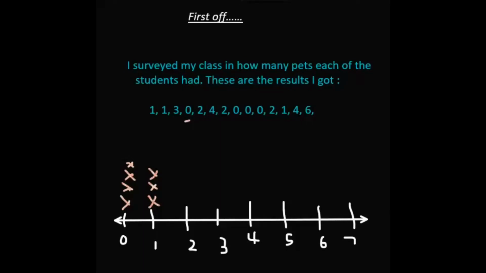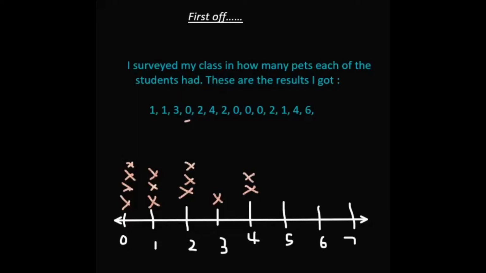Next we have 2. So now let's see how many people had 2 pets. 1, 2, 3. So 3 people again. So 1, 2, and 3. Next we have 3. So let's see how many people had 3 pets. 1, and that's it. So only one person had 3 pets. Next we have 4 pets. Let's see. 1 and 2. Only 2 people. So 1, 2.